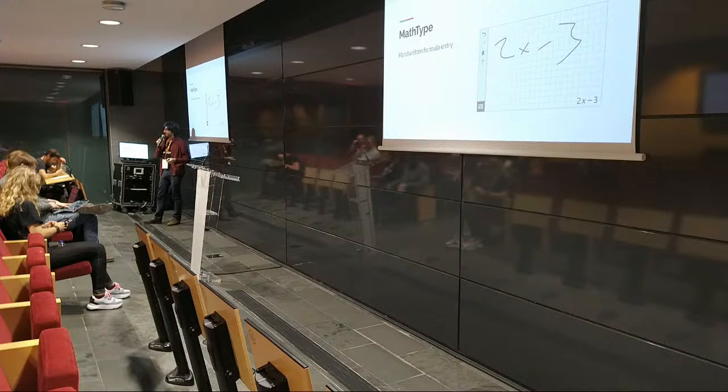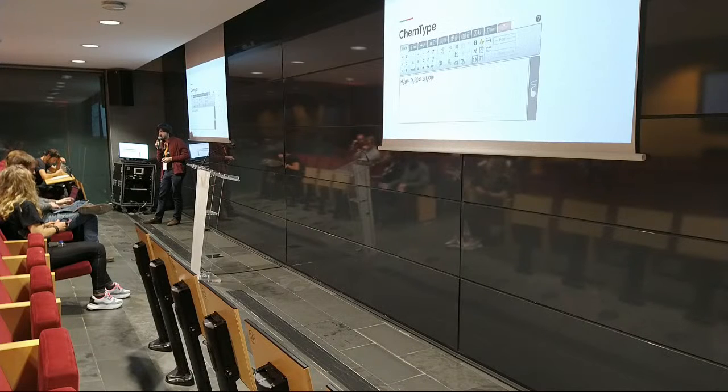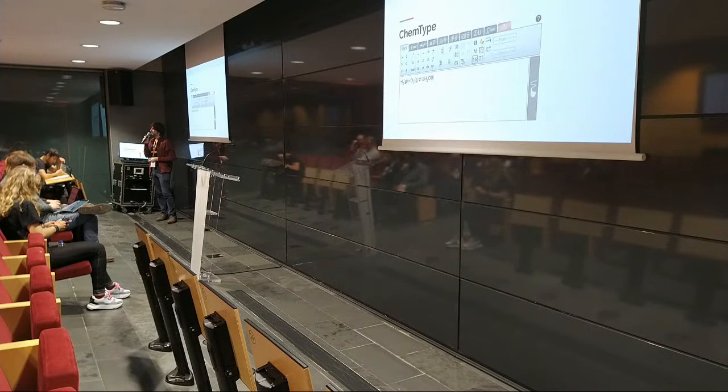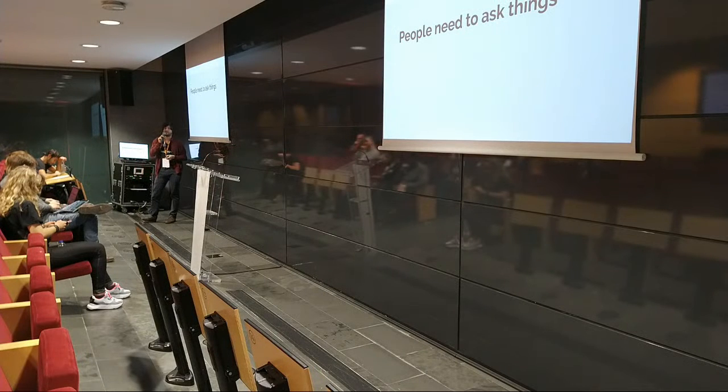So that's MathType. MathType's little sibling is ChemType, which solves the same issue, but for chemistry. So if you happen to be in the field of chemistry, then you have a similar tool, with everything that MathType does, plus chemical reactions and so on and so forth, so you can use that to write chemical things. The next thing, so after being able to write things, people need to ask things.